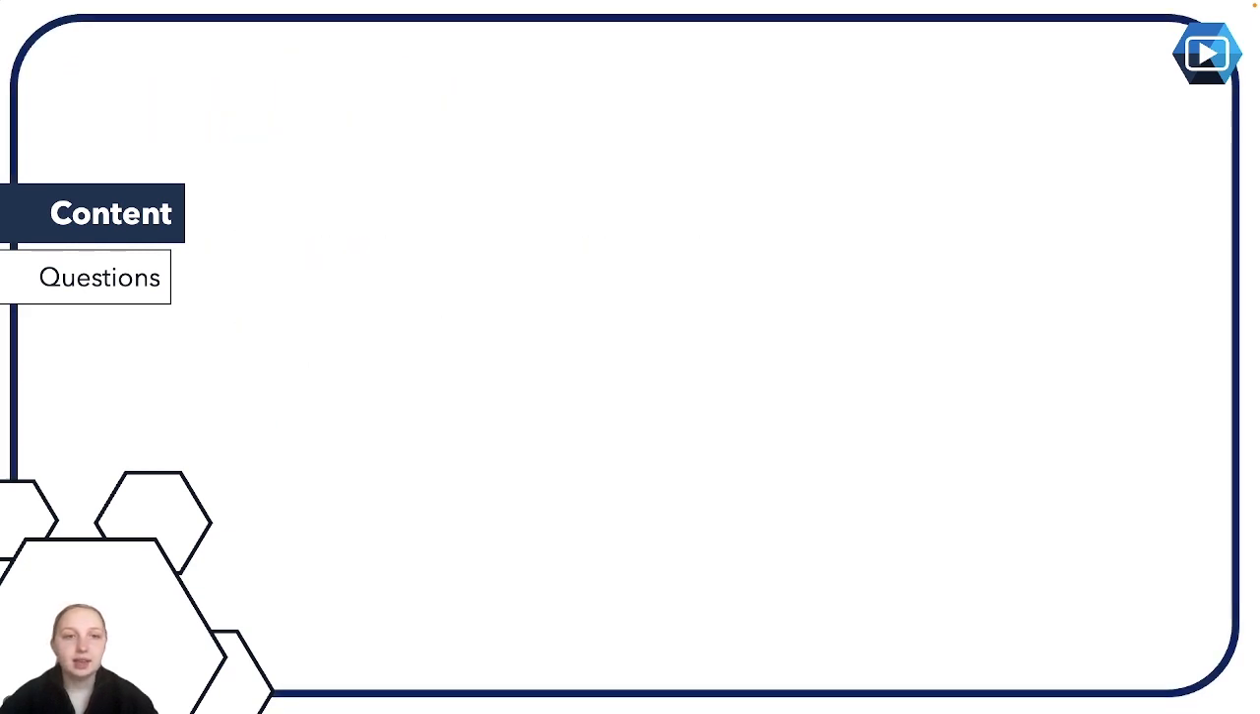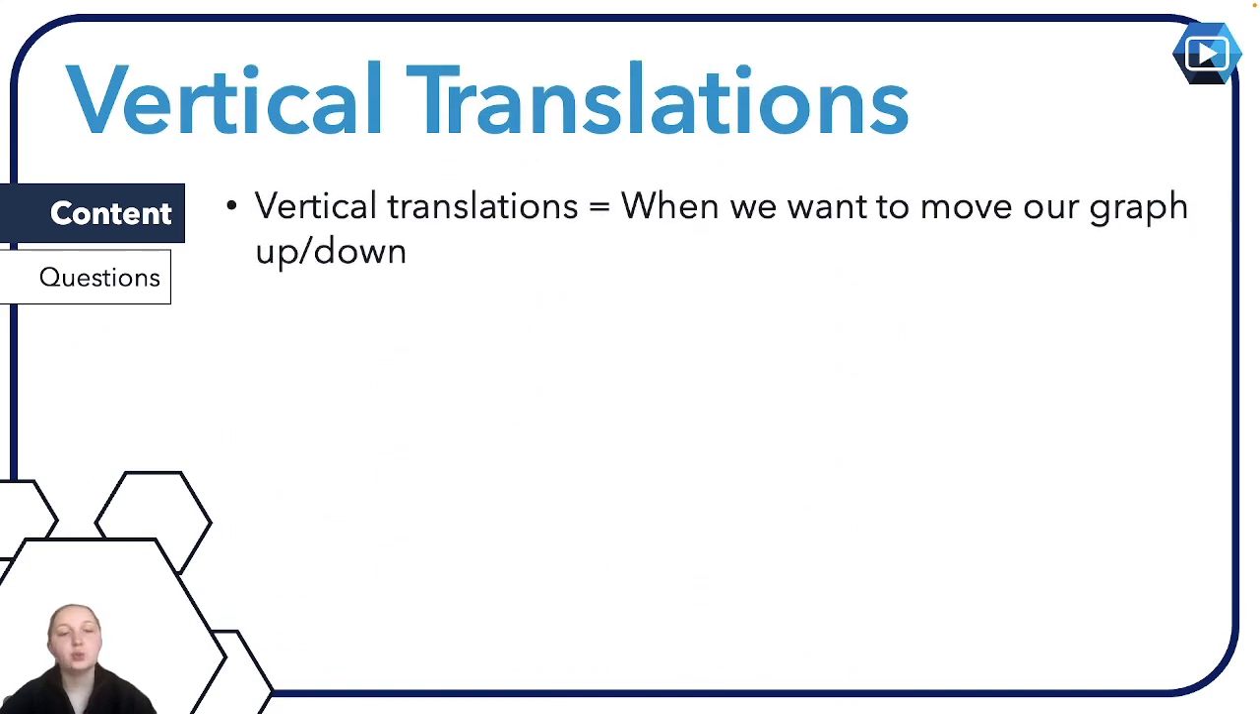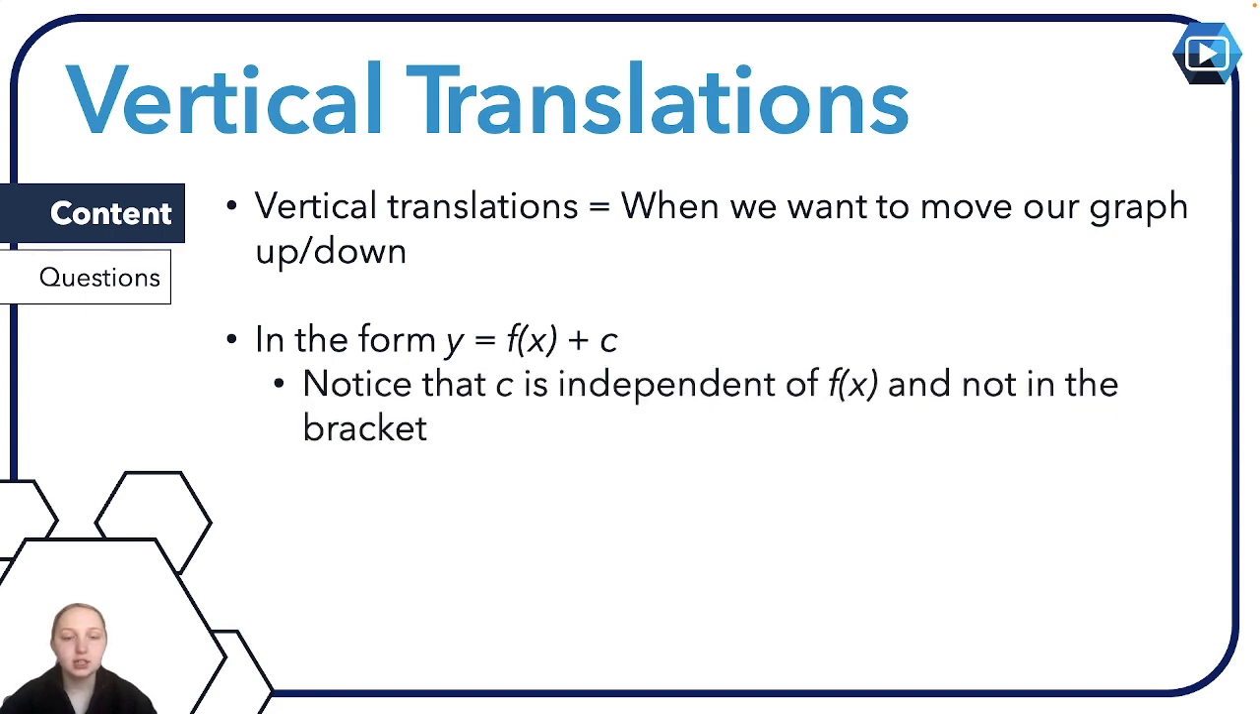Now let's have a bit of a deeper dive into vertical translations. Vertical translations are essentially when you want to move your graph up or down. Like I was saying before, this means moving the entire graph up or down, not just a single or a series of points. It's every single point in your graph moving up or down. You'll see vertical translations occur in the form y equals f of x, where f of x is your function, plus c. Noticing here that your c is independent of your f of x and does not occur in the set of brackets itself. In this case, c is the units that you're translating by.